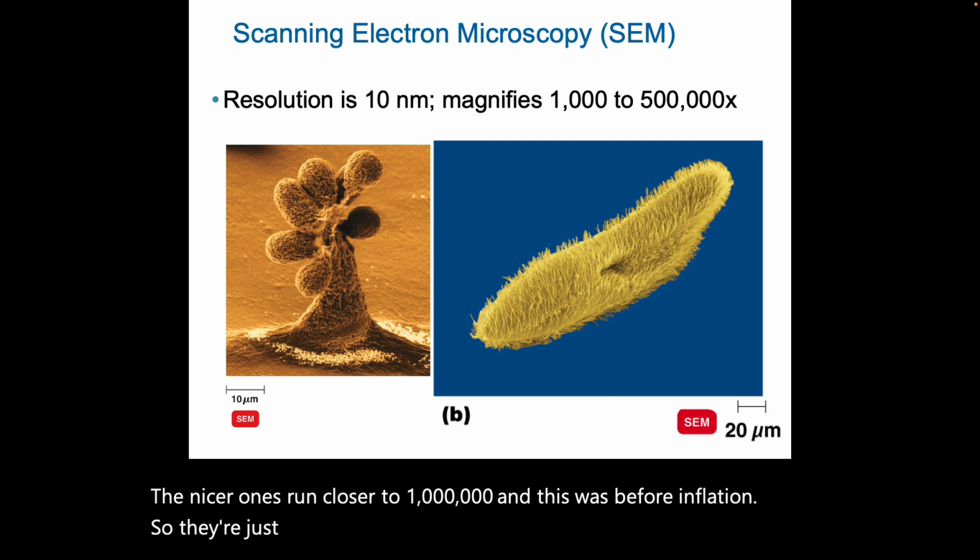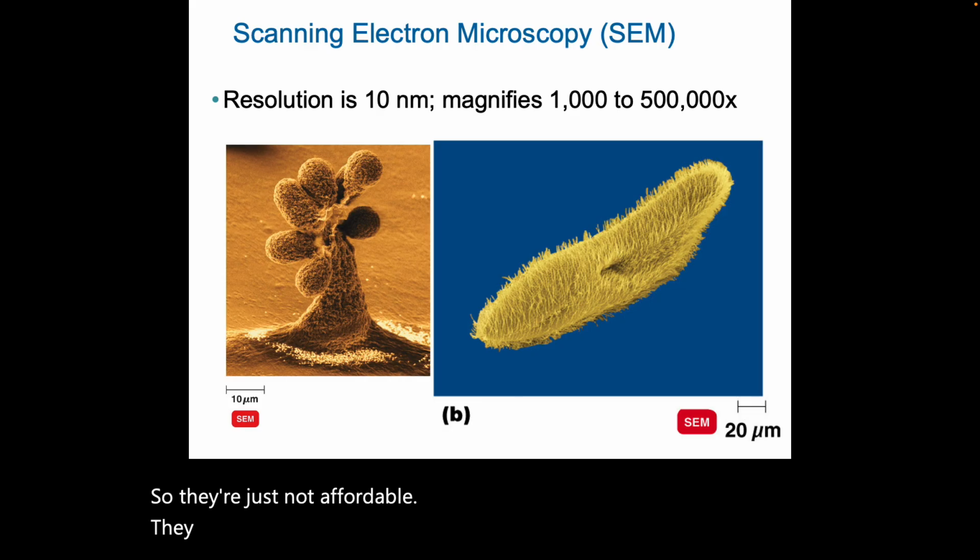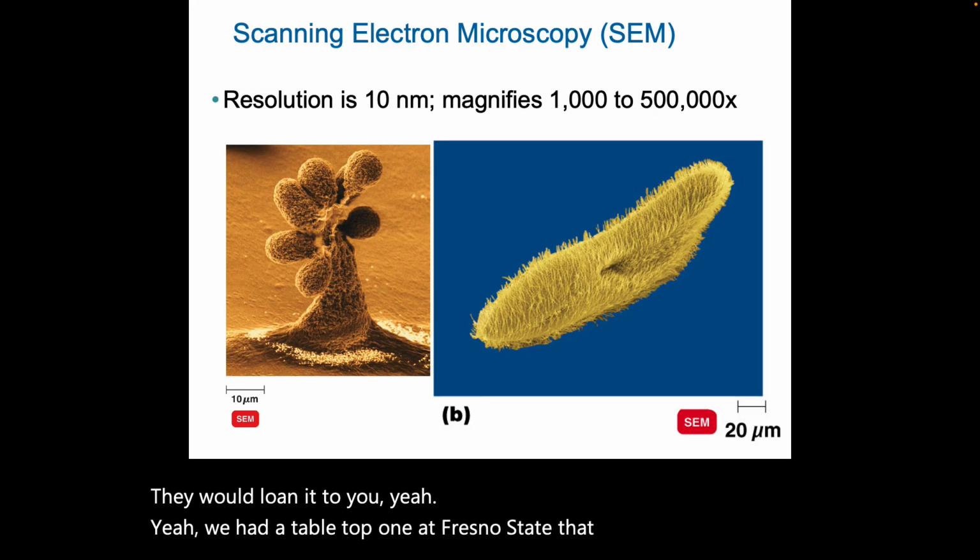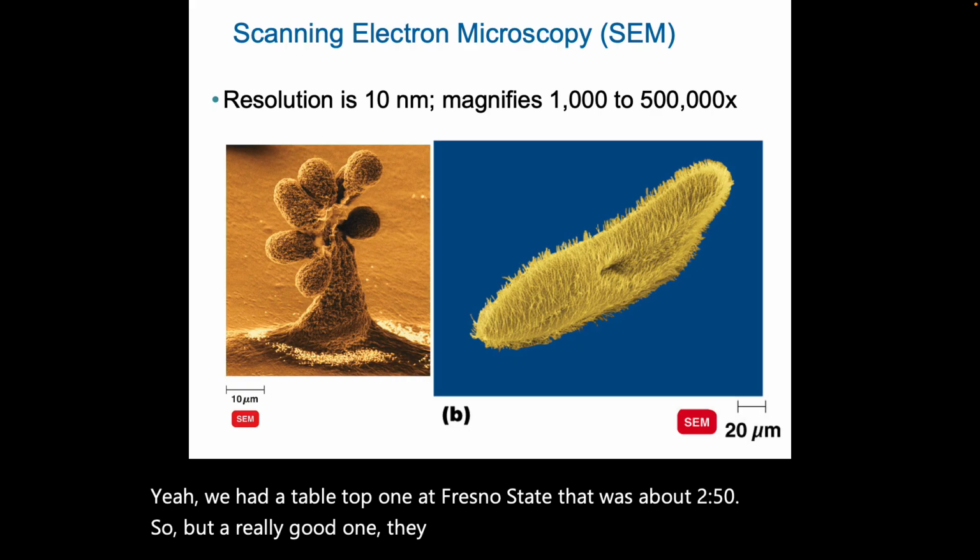Back in high school, we had a scanning electron microscope that was like $73,000 with Hitachi. They would loan it to us? Yeah, to use it in fluorescence. Yeah, we had a tabletop one at Fresno State that was about $250. But a really good one, yeah, they run you a lot.